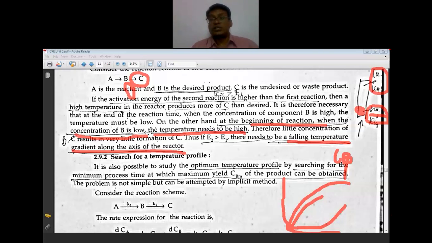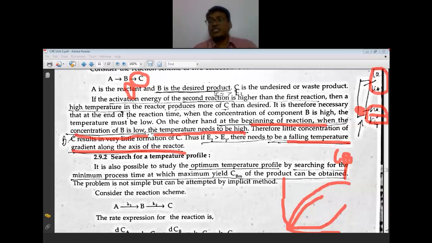So this is how the temperature profile should be in a reactor. That depends on your kinetic aspects. What did we study? We studied consecutive reactions, and the condition for the maximum concentration of B. Depending on the activation energies E2 and E1, we have decided how the temperature profile should be, and vice versa, the temperature conditions will be there when E1 is greater than E2. So this is the most important thing to understand.